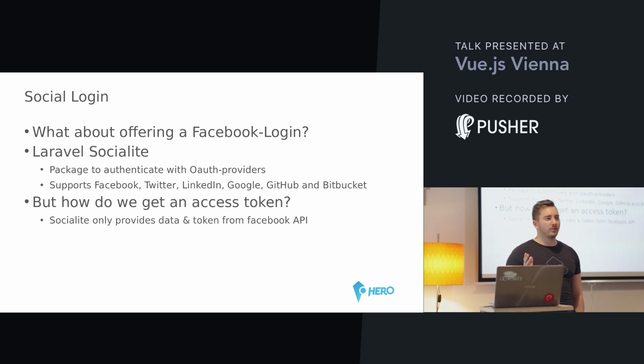So out of the box, Socialite works great, but only if you have sessions. If you have an API, you have to do additional work, and I just want to briefly mention what we did, but also do not go into details. Just to clarify, Socialite is also a package which you can install over Composer, and it helps you to authenticate with other OAuth providers, supports Facebook, Twitter, LinkedIn, Google, GitHub, and so on. So great. But in the end, how do we get an access token from Socialite? This was the question for us.